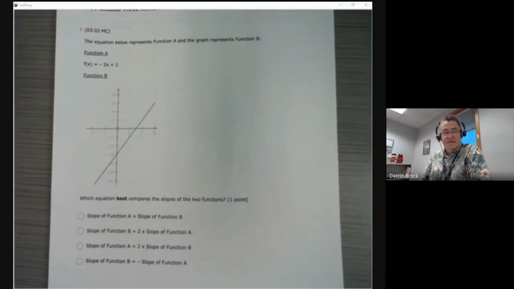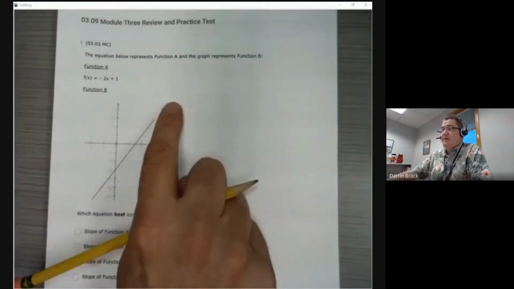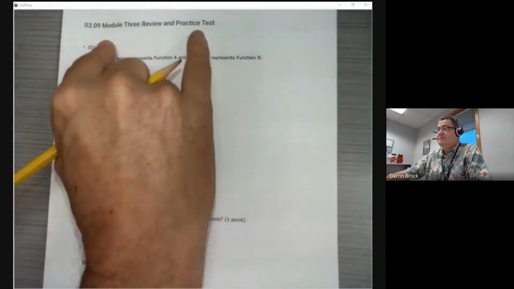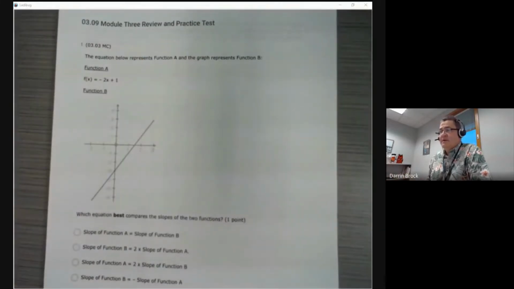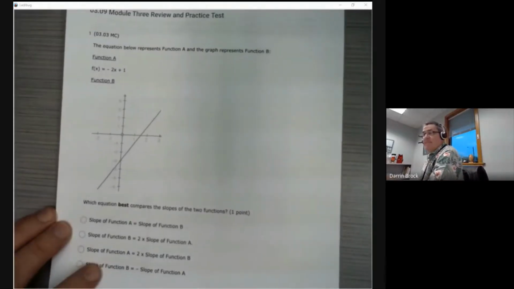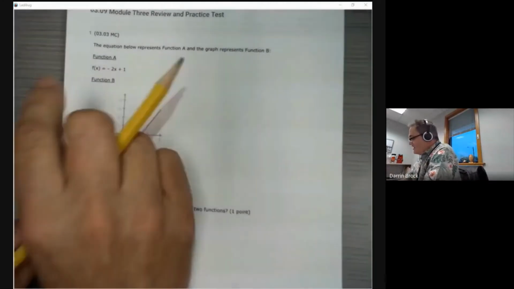All right, this is a review for the Chapter 3 Algebra test. I have printed a copy of the 3.09 practice test right here, and I'm going to work through it and talk about how to solve each problem. That way, if you're not sure how to solve some of these, this should help you. All right, let's look at number one.